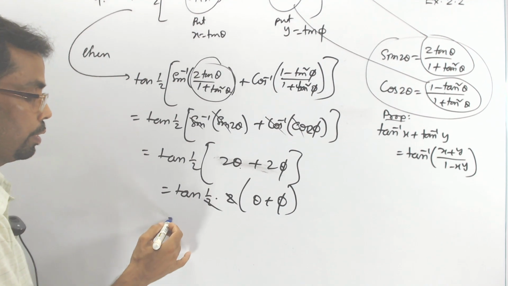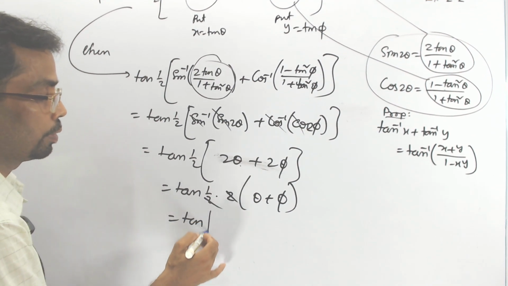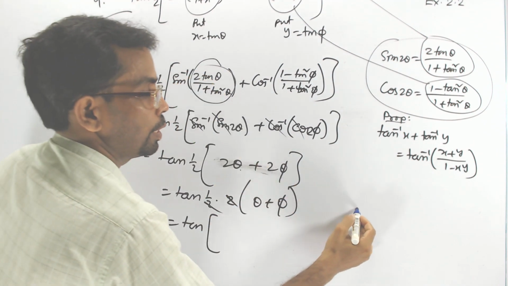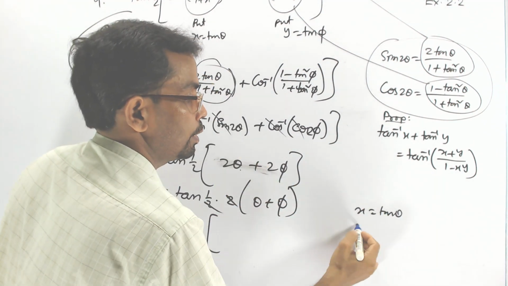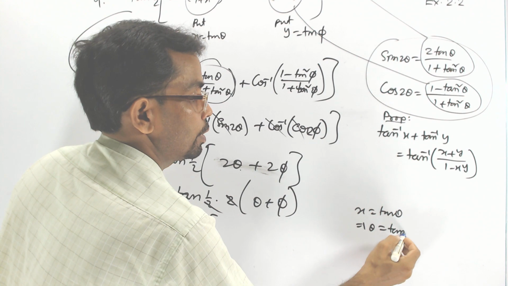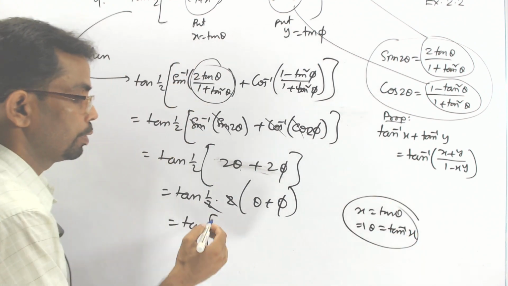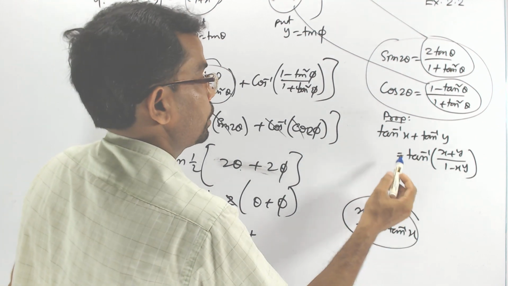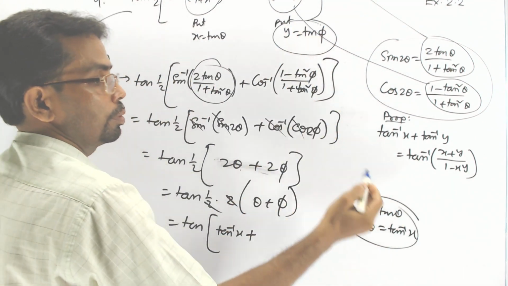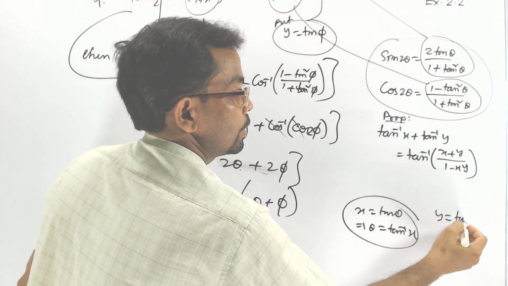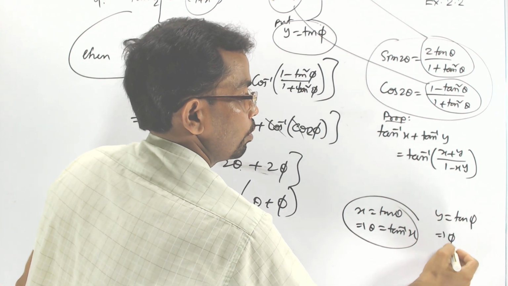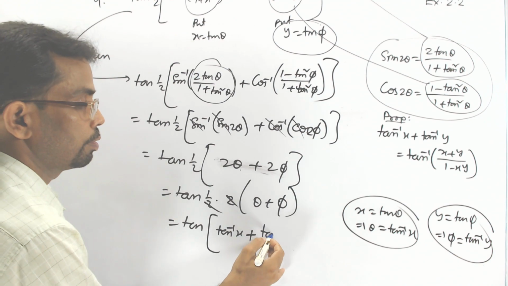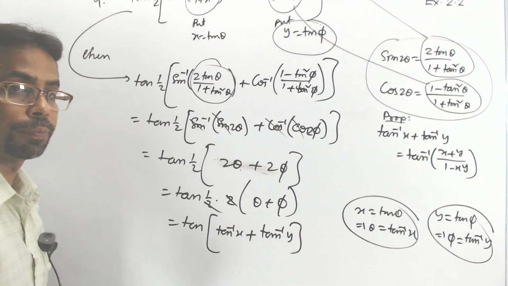2 is getting cancelled, tan of, now what is theta? You see, we have taken x is equal to tan theta. So theta will be tan inverse of x. And what is phi? We have taken y is equal to tan phi. So phi will be equal to tan inverse of y.